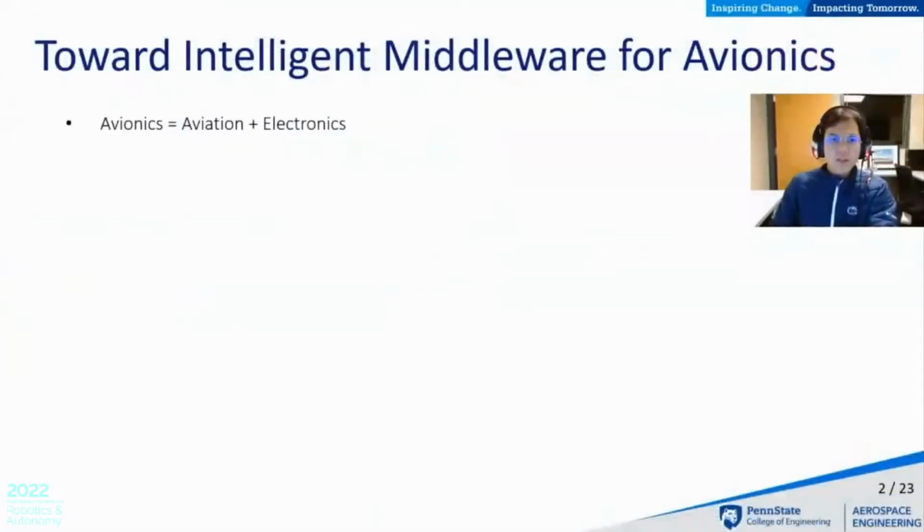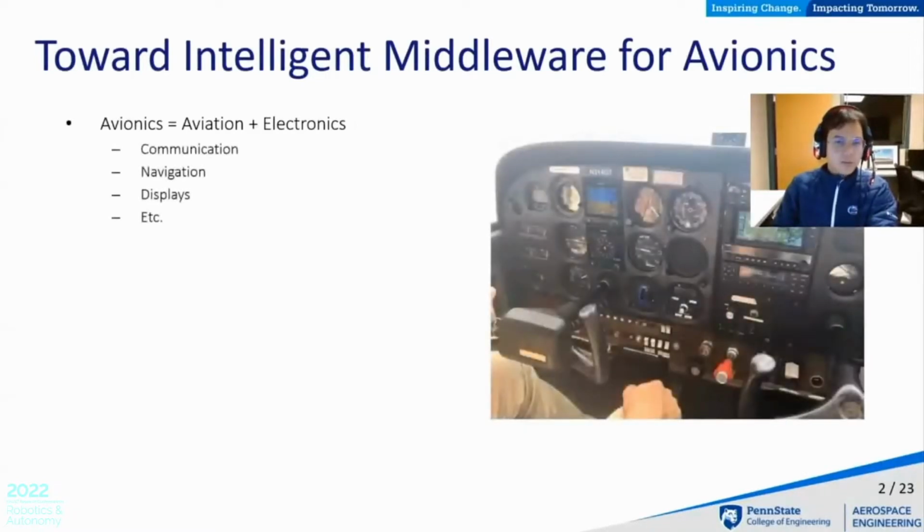Let's start with the definition of avionics. The word avionics is the combination of the words aviation and electronics. Therefore, it simply means electronics components that are in the aircraft. These components form several systems. For example, a communication system, a navigation system, a display system, etc.